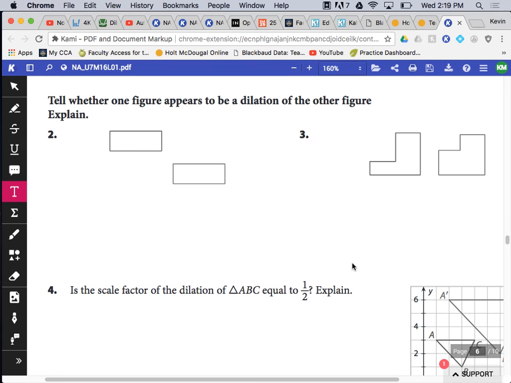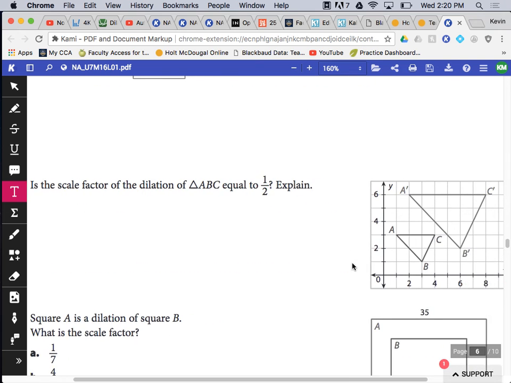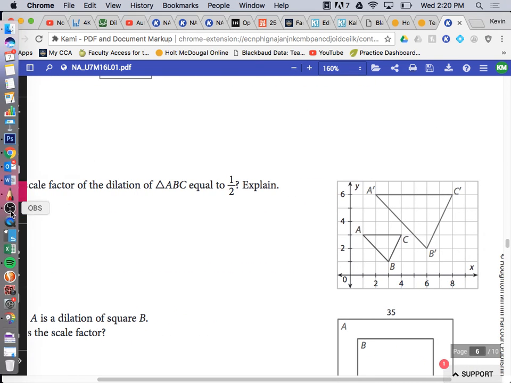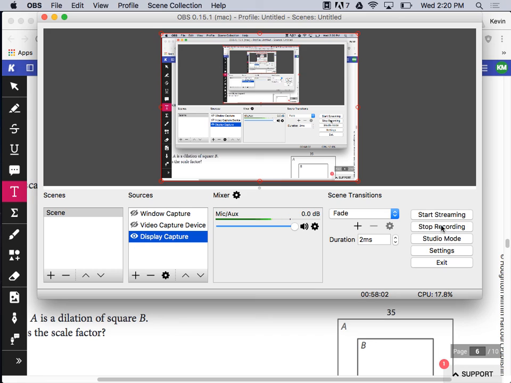So number 2 and number 3 are basically asking, are they dilations? Well, let's look at number 2. Is that the same shape? Yeah. Is it the same size? Yeah, it's the same size, it's the same shape, so there's no dilation there. It's just a translation, okay? Translation basically means it's a shift. What about 3? Is that even the same shape? No, so it's definitely not a dilation, okay? So that's that. Is the scale factor of this equal to 1/2? Let me actually record. Oh, I am recording.